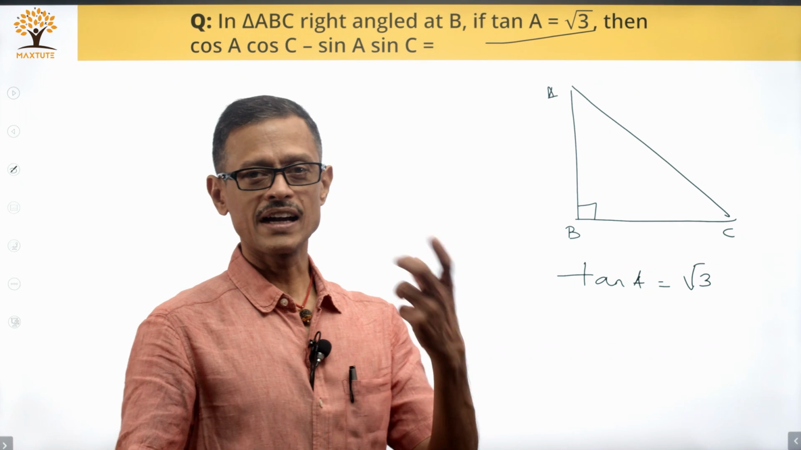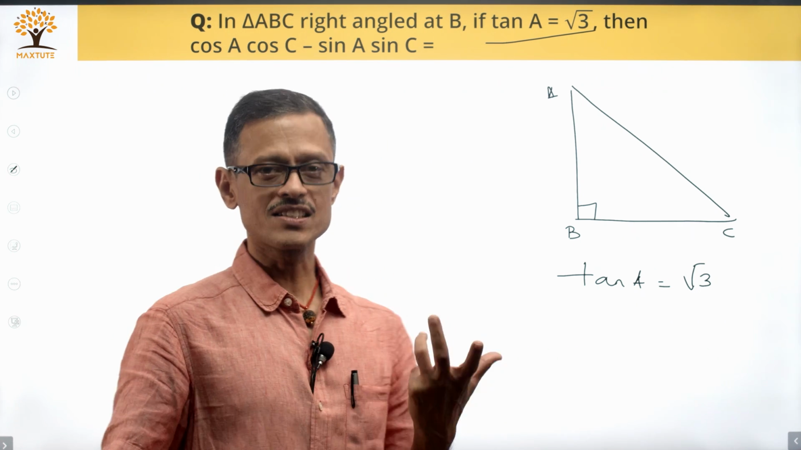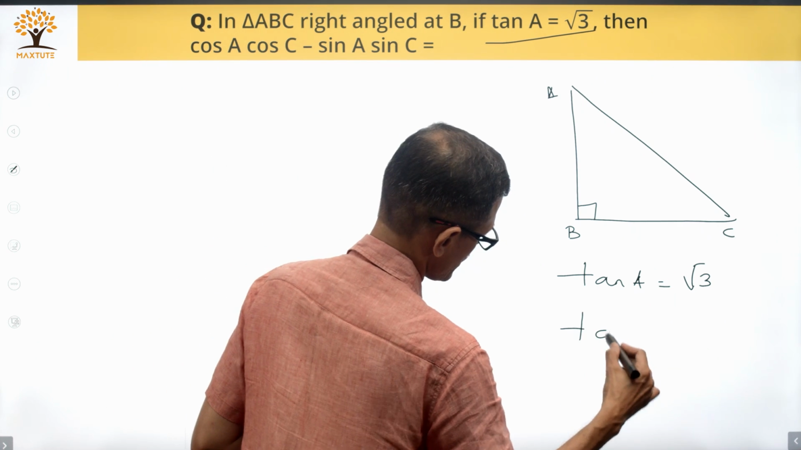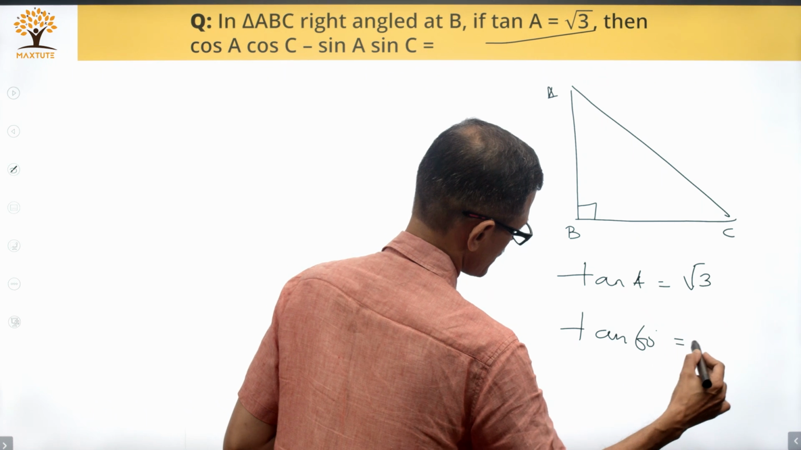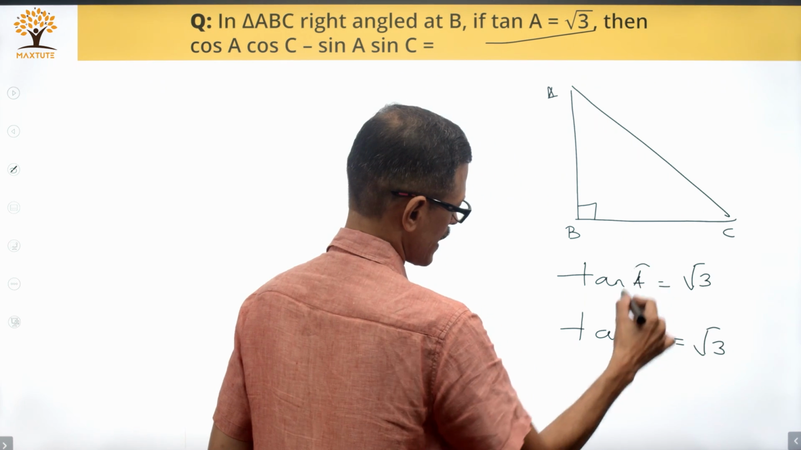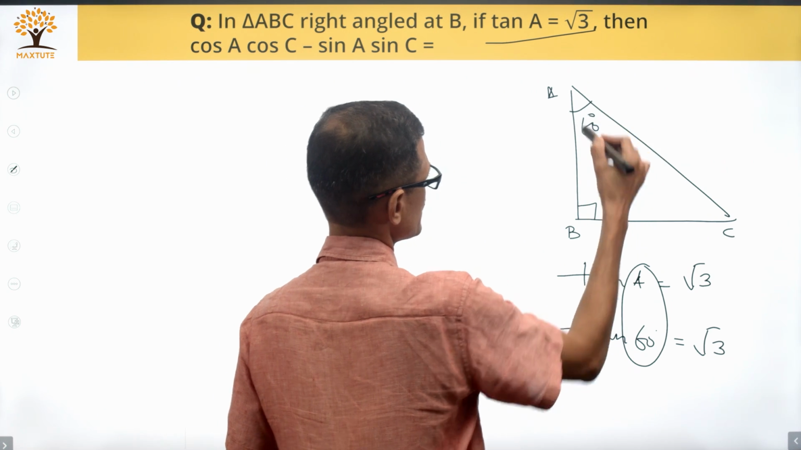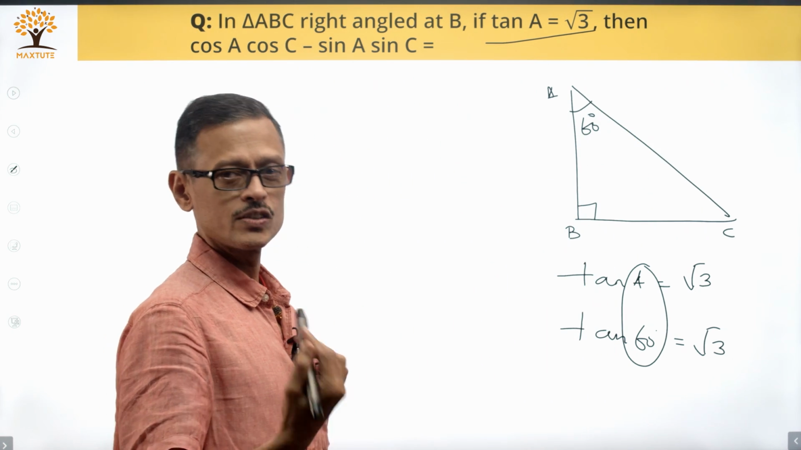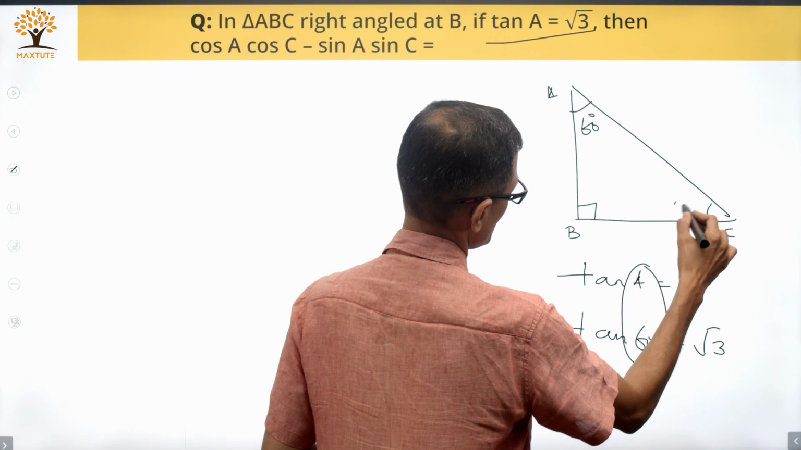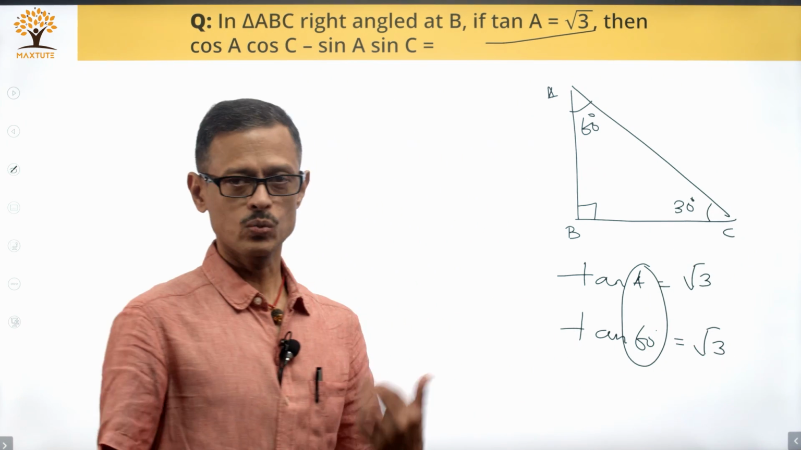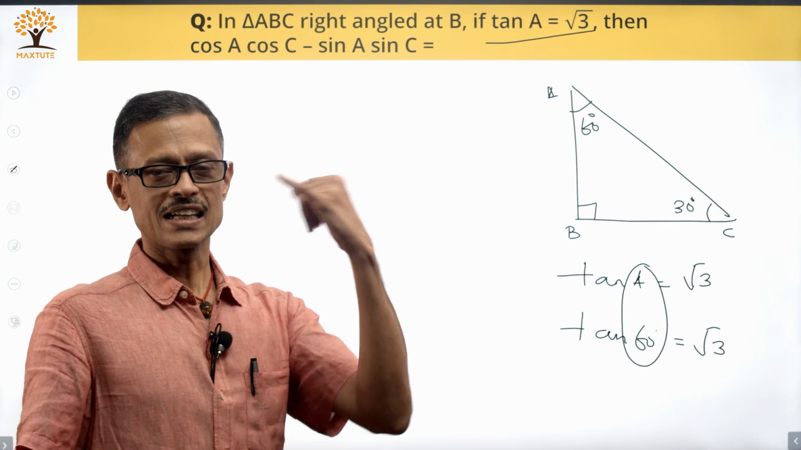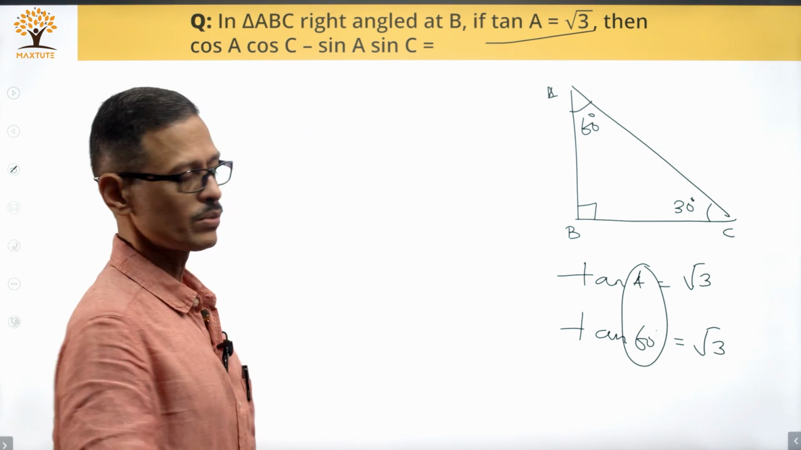What measure of angle of tan will be equal to root 3? Tan 60 is equal to root 3, something that we know. This translates to the fact that A is equal to 60 degrees. Angle B is the right angle, 90 degrees, which means angle C is equal to 30 degrees. Sum of the interior angles of any triangle is equal to 180. So, what we have here is angle A 60, angle B 90 and angle C is equal to 30.